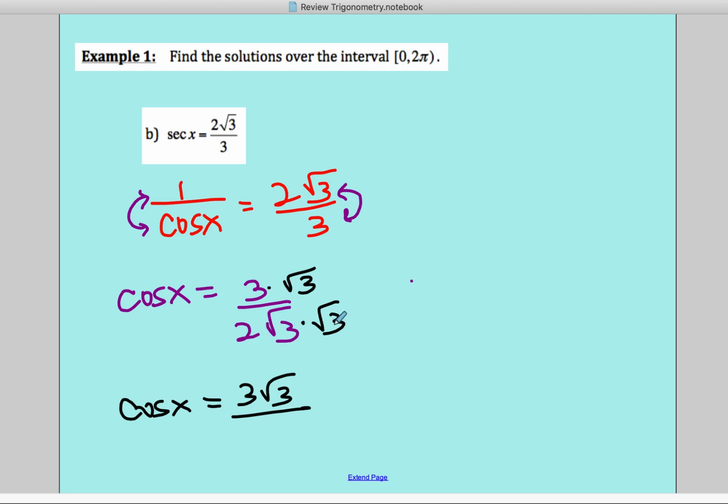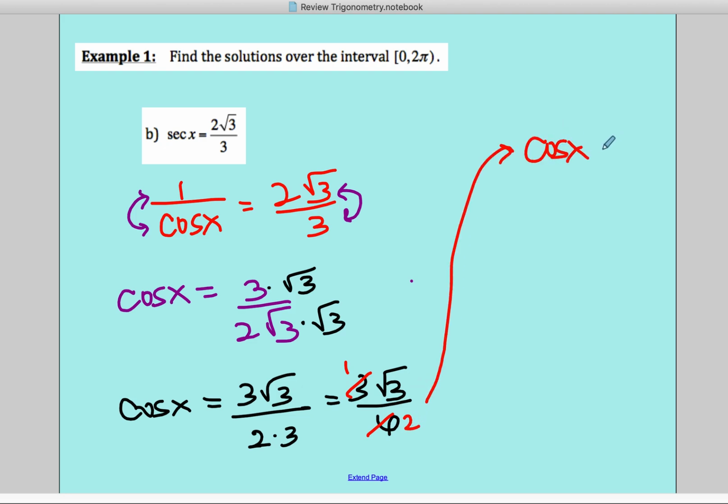So I have cosine of x equals 3 root 3 all over 2, and then we got square root of 3 times square root of 3. So square root of 9, and the square root of 9 is 3. So these two 3's would cancel. The other thing that you could do is say it's 3 square root of 3 over 6. And then if I were to reduce, this becomes 1, this is 2. So what I am solving is cosine of x equals root 3 over 2.